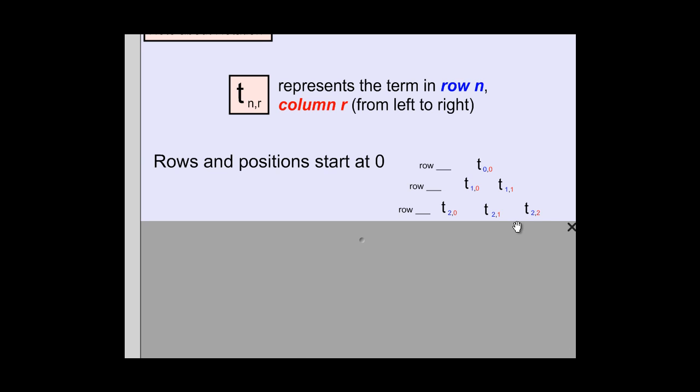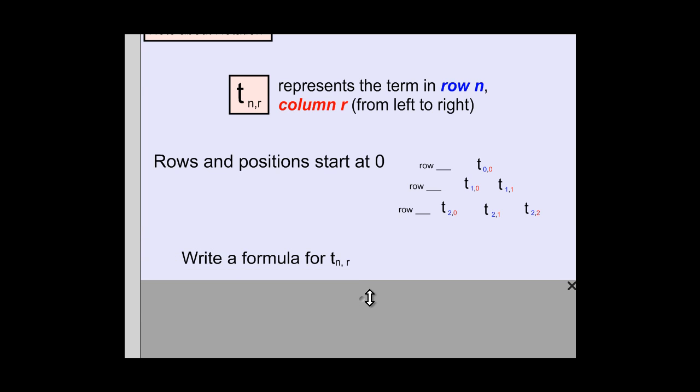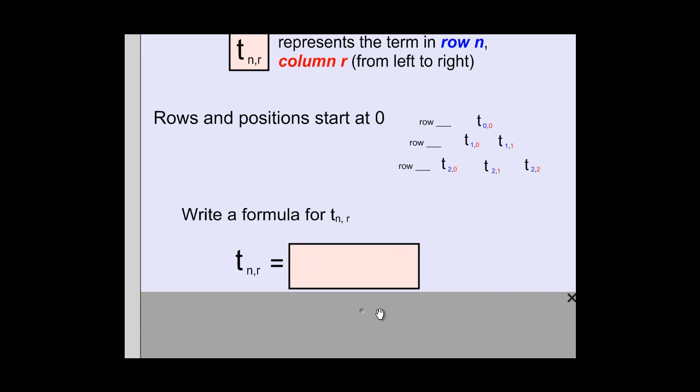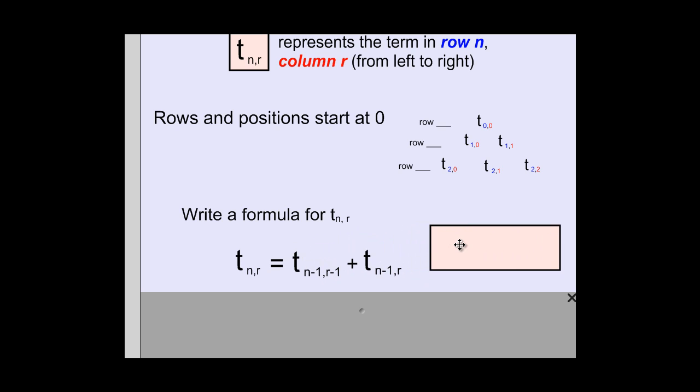So if we want a general formula for term n, comma r, it looks like this. So let's write a formula for term n, r, and here it is. So term n, r is equal to the following. That reads as term n, comma r, nth row, rth column, is equal to the term in the previous row and the previous column, plus the term in the previous row and same column.